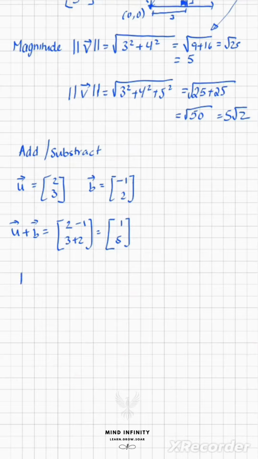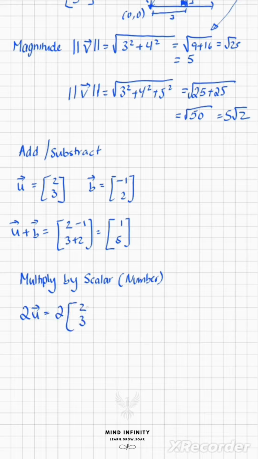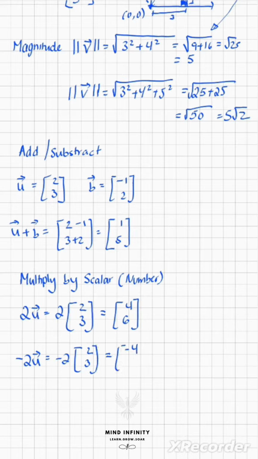If you were to multiply by a scalar, which is just a number, let's say 2 times vector u, which is 2 times 2, 3, so it's just going to be 4, 6. It's just going to stretch the vector. If you have, let's say, negative 2u, so then negative 2 times 2, 3, it's going to be minus 4, minus 6. This is just going to, the negative will change the direction.